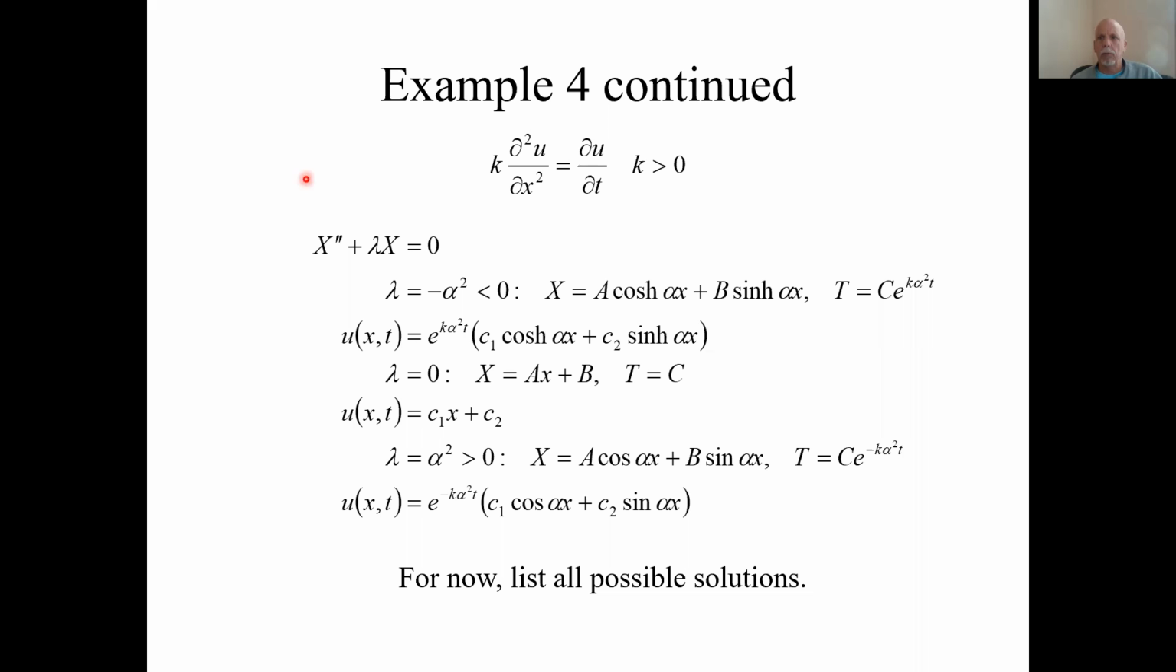Do one more example of a partial differential equation. In all the previous three examples, the ordinary differential equations we had to solve turned out to be first order. This one, we're going to get a second order equation. That's about the only thing that's really different here. So here's our equation, where this k is greater than 0.